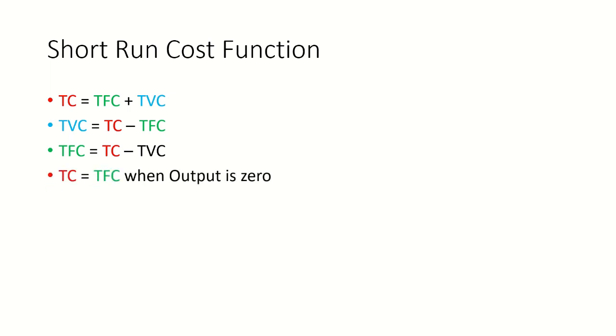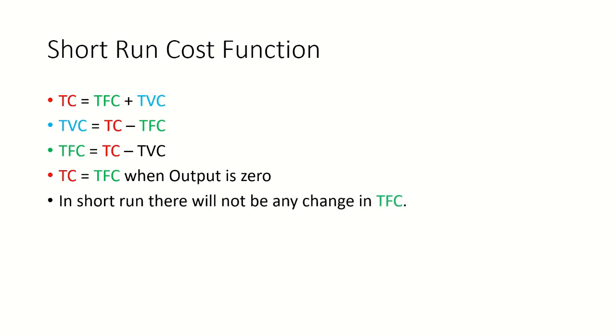And we know that when there is no production, the total cost will be equal to total fixed cost, because the variable cost comes only when there is production. So if there is no production, there is only total fixed cost. So we can say that in the short run there will not be any change in the TFC. TFC is always fixed in the short run, because we cannot change the fixed inputs. And the change in total cost implies change in TVC. Why does the total cost change in the short run? It is basically because of a change in TVC. So this is about the short run cost function.